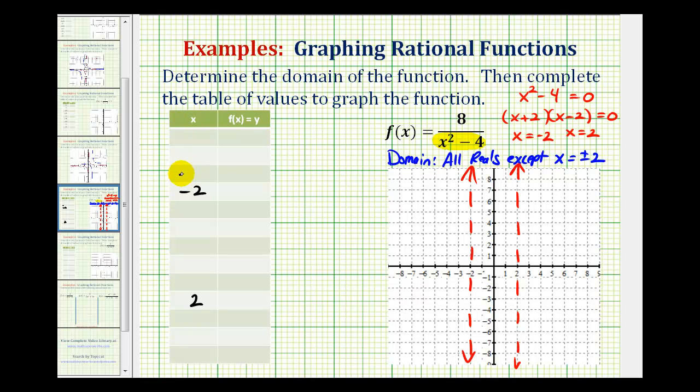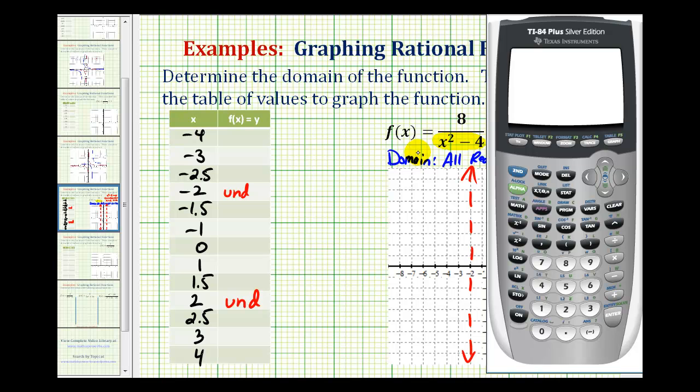So let's go ahead and use negative 2.5, negative 3, and negative 4 for values less than negative 2. And for values greater than negative 2, let's select negative 1.5, negative 1, 0, 1. And then for a value close to 2, let's select 1.5 and 2.5, 3, and then 4. And we already know that at negative 2, the function is undefined, as well as at positive 2. And now we'll go to the calculator to help us complete this table.